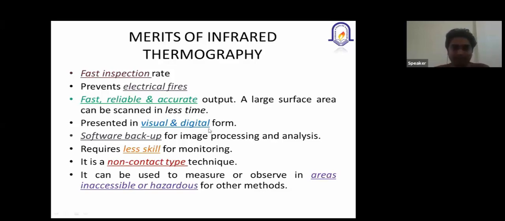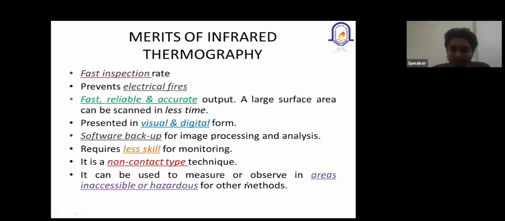Presented in visual and digital form. Software backup for the image processing and analysis. We also get the software for that purpose. It's not like we have to take the camera and start analyzing then and there itself. It requires less skill for monitoring. It is a non-contact type of technique. This is one of the major advantages as far as civil engineering is concerned. We don't have to contact or touch anything to know what the strength is or whether any defect is present in it.